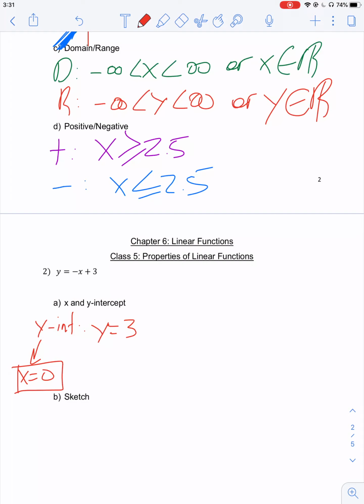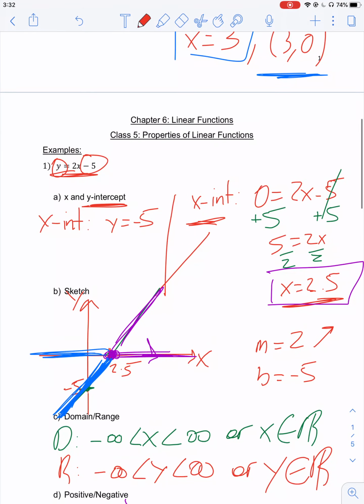So if you plug in x equals 0 in this function, you're going to get minus 0 plus 3, but minus 0 is 0, so this is where the 3 comes from. Or you could just look at this value, however you want to do it. Just know the definition: y-intercept means x is equal to 0.